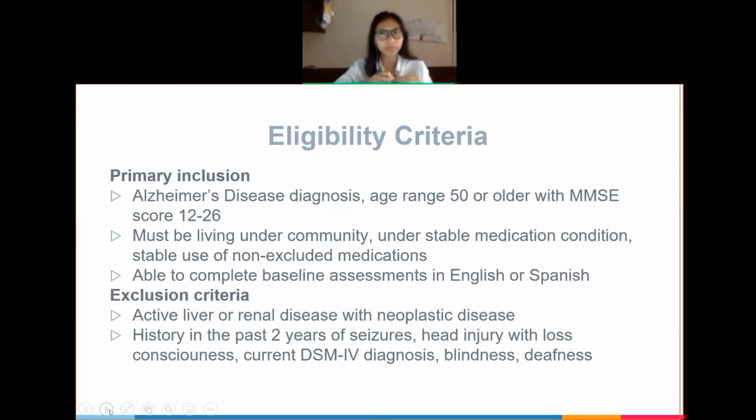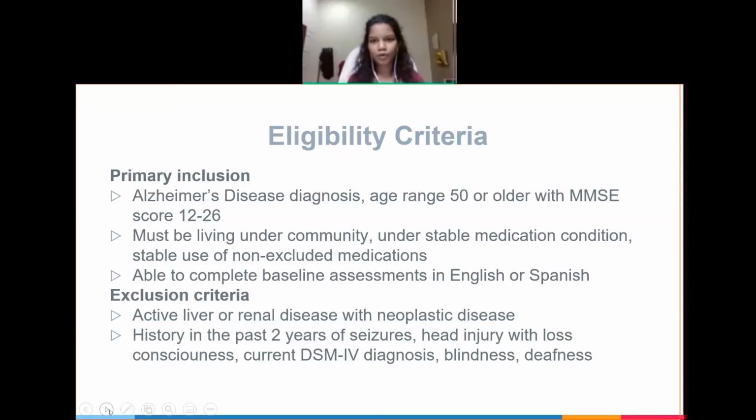The eligibility criteria for the study are, first, the primary inclusion criteria: a possible or probable Alzheimer's disease diagnosis according to the National Institute of Neurological and Communicative Disorders and Stroke and the Alzheimer's Disease and Related Disorders Association, where the age must be 50 or older with an MMSE score of 12 to 26. The participant must be living in the community and under stable medical condition and stable use of non-excluded medications.